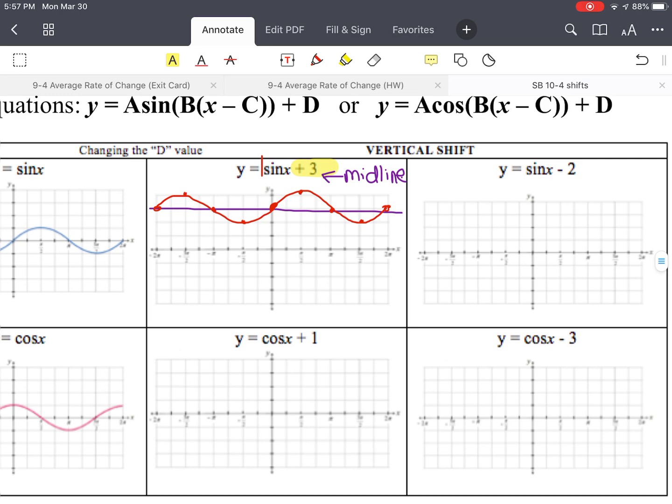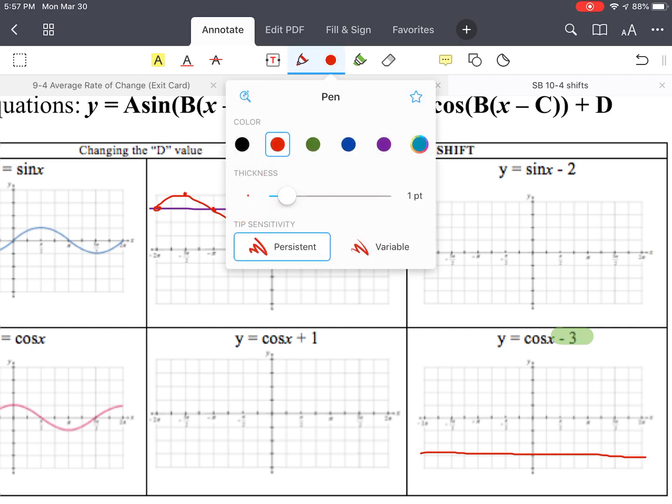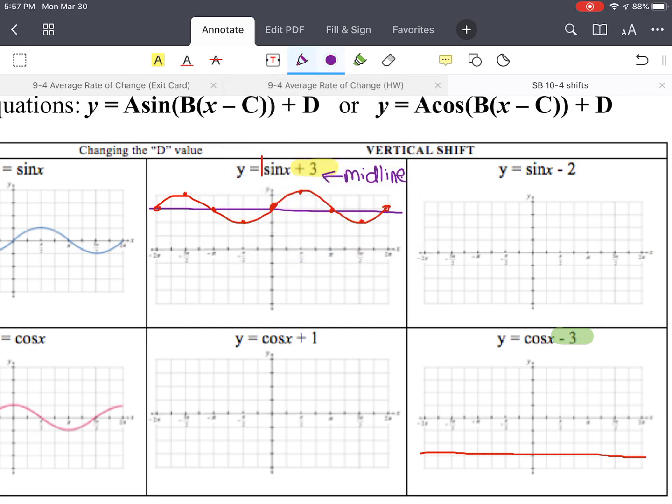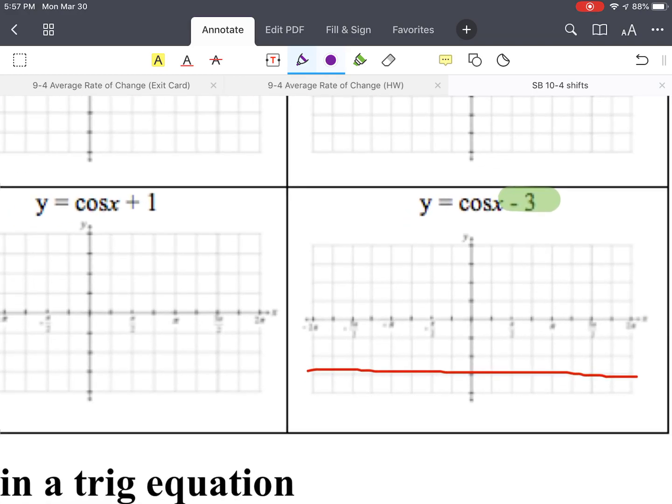Let's take a look at y equals cosine x minus 3. The minus 3 means that my new midline is now at negative 3. So here's my new midline. And now let's draw a cosine. So cosine starts at the highest. Well, let's think about this. If this is our midline and our amplitude is 1, that means we're going to go up to, is that negative 2? And down to negative 4.